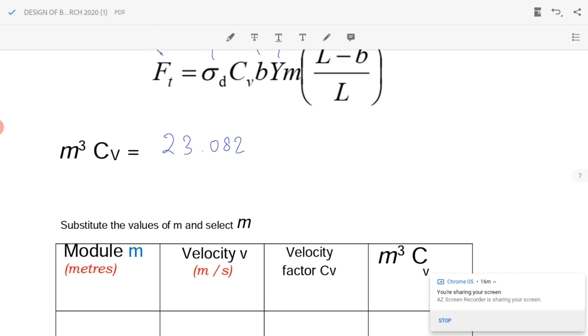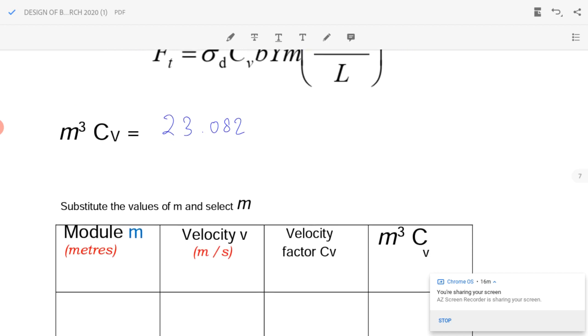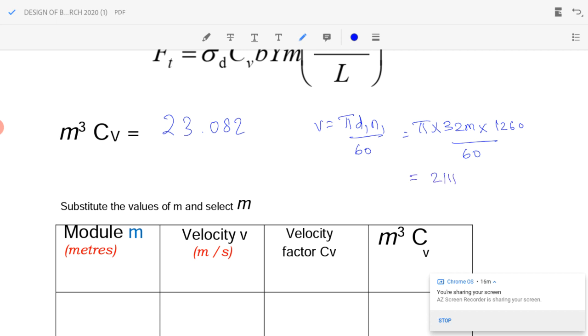Now we have to find the module from the table, for which I need to write the equation for the velocity. Velocity equal to pi dn by 60. So I can write velocity equal to pi d1 n1 by 60 equal to pi into d1 in terms of module 32m into n, equal to 1260 divided by 60. I will get 2111.2, neglecting that decimal point, that much M.